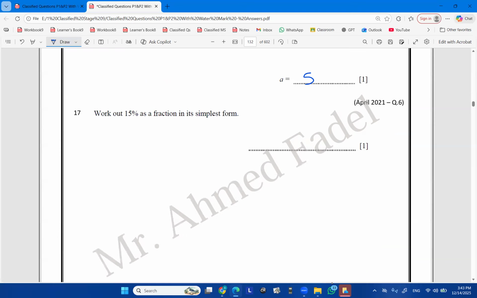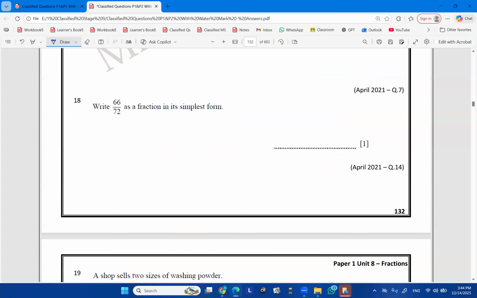Work out 15% as a fraction in its simplest form. Mister, any percentage in the world is over 100 as a fraction. But in the simplest form, divide by 5, it becomes 3 over 20. So 3 over 20. Now, 66 over 72 as a fraction in its simplest form. Well, it is a fraction. I need it in the simplest form. Divide by 6 up there, divide by 6 down here. So it gives you exactly 11 over 12.